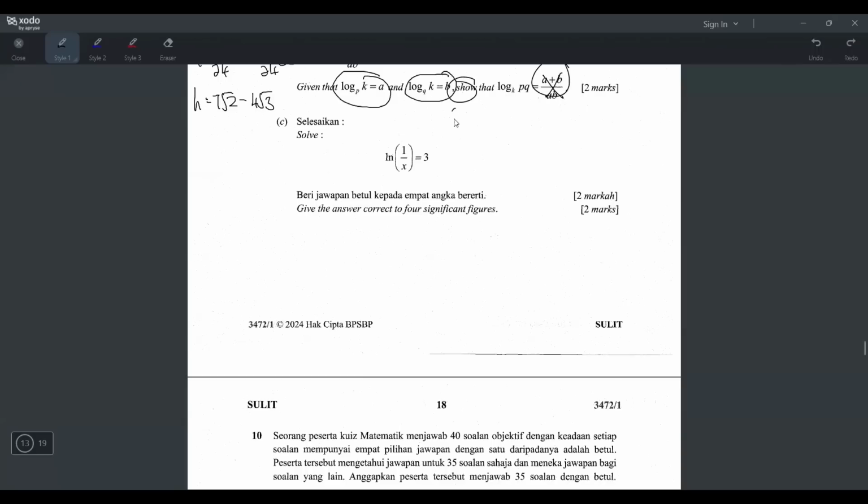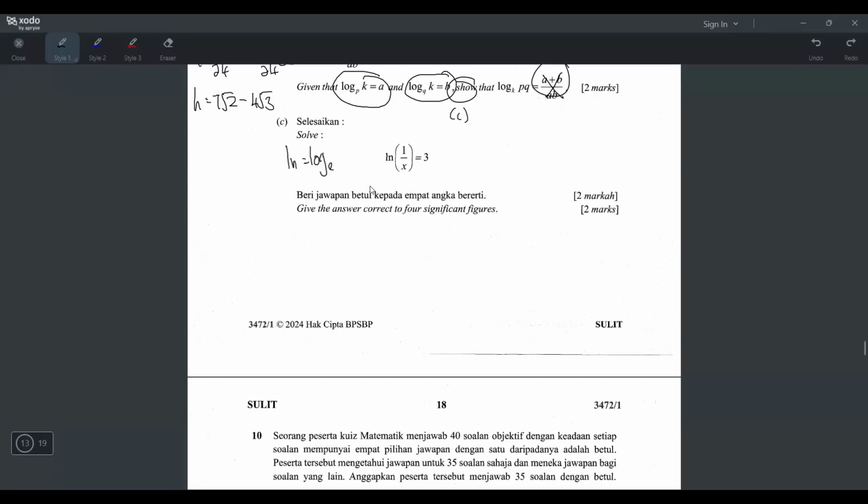Question C, I will do it here. So they say ln 1 over x equals 3. Give the answer correct to 4 significant figures. So what is this? ln, ln. Ln means log base e. Okay, log base e. And what is e? E is a number. It's 2.7, blah, blah, blah. So it's actually a number.